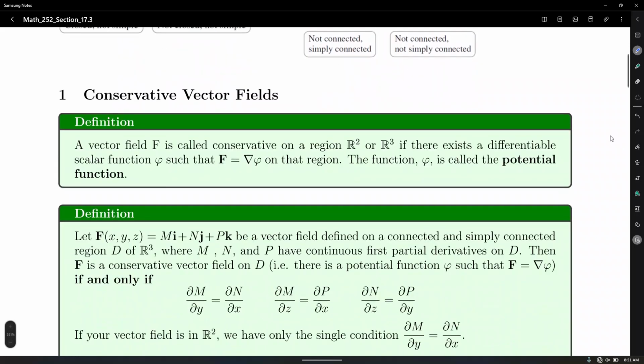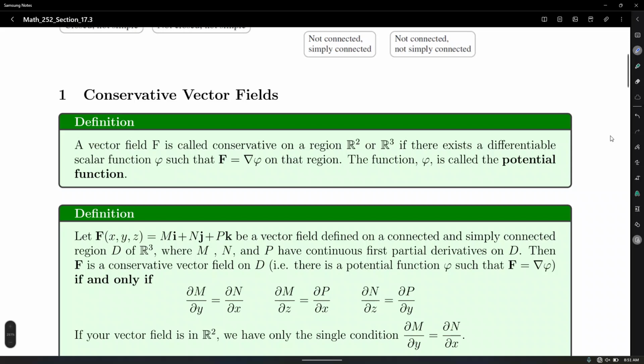Okay, conservative vector fields. A vector field F is called conservative on a region, whether in R2 or in R3, if there exists a differentiable scalar function, let's call it phi, such that F equals nabla of phi on that region. Again, that nabla means the gradient, all right? Then the function phi is called the potential function.